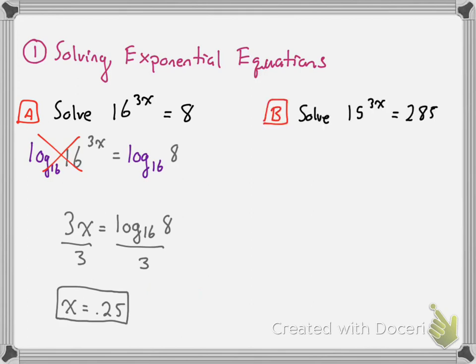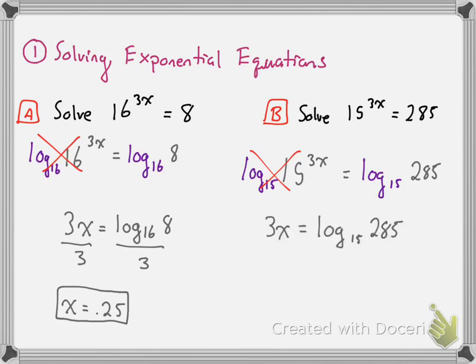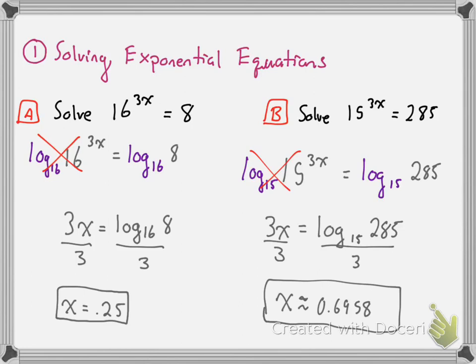In another example, I want to solve 15 to the 3x power equals 285. In this example, my base is 15, so now I'm going to do log base 15 on both sides. Again, log base 15 of 15 is going to cancel, and I can bring that 3x down out of the exponent, and I'm left with 3x equals log base 15 of 285. Last step to get x by itself is I'm going to divide both sides by 3. Here I am going to get an ugly decimal, so I'm just going to take it out 4 places to round it. x is going to equal about 0.6958.